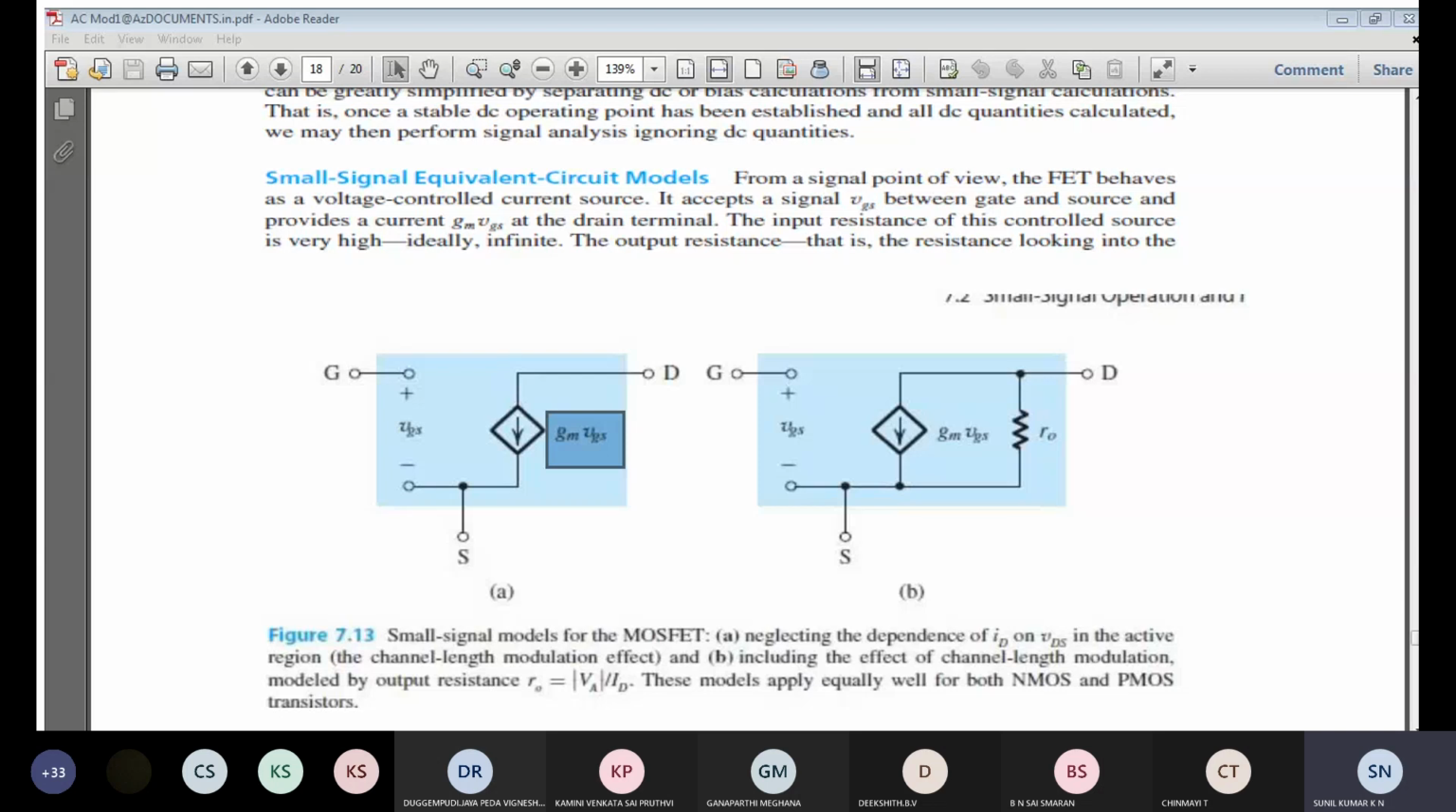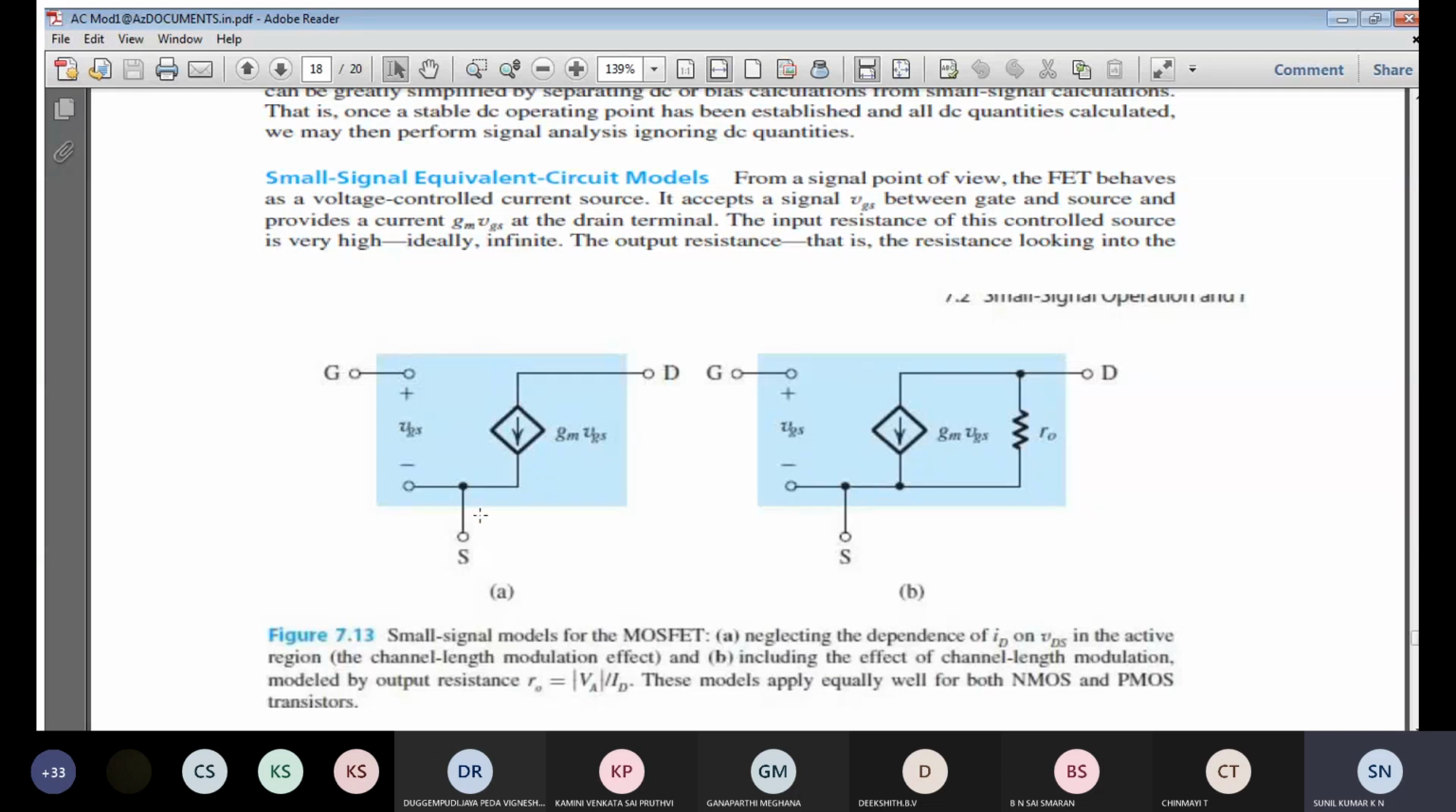Okay, so I was discussing the small signal model. In the small signal operation model, first we are going to develop a model which will work with respect to the small signal, so here we are going to have only small signal quantities.